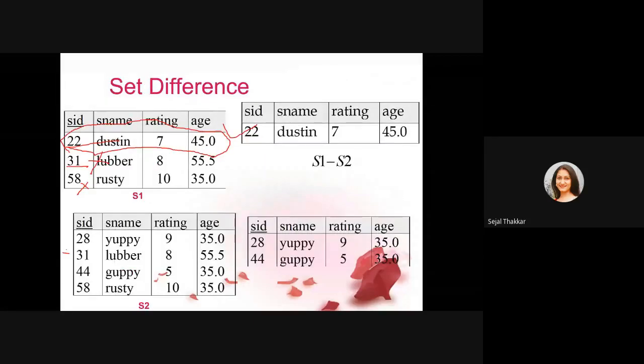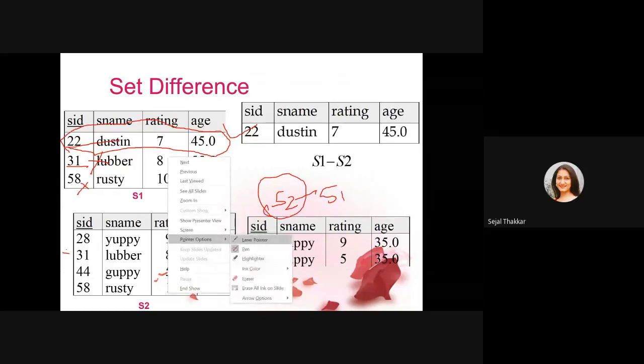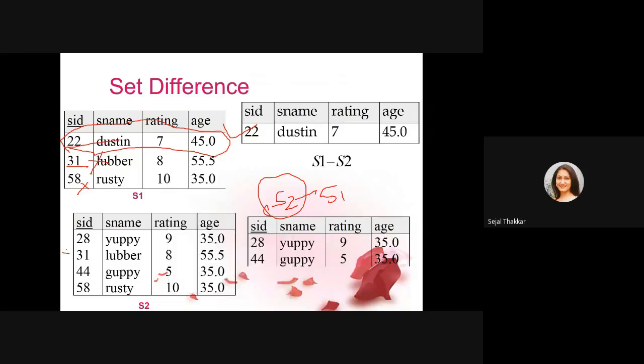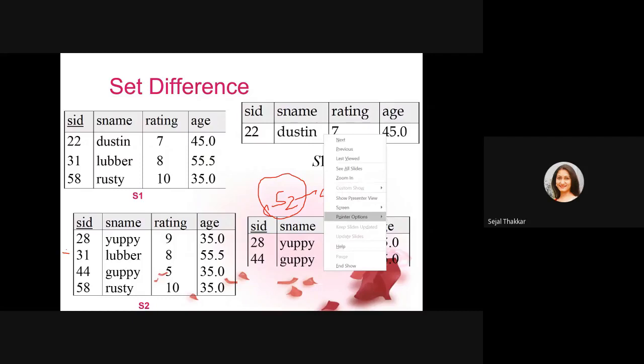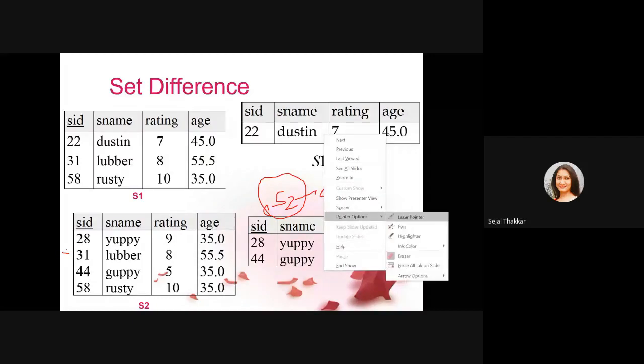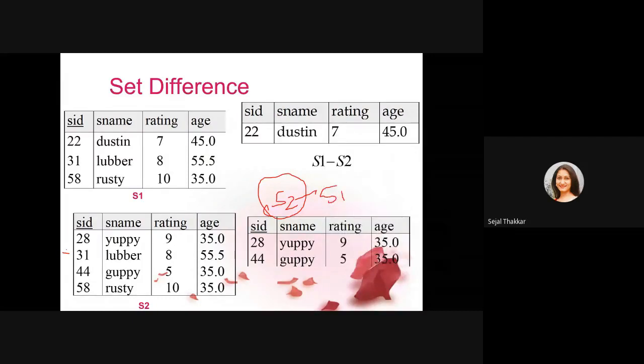Now suppose I'm taking the difference S2 minus S1. So now my first table is S2 and my second table is S1. The value which is present in the first table but not in the second table will come as output. Let me check. 28 is there in S2 but not in S1, so 28 will come as output.